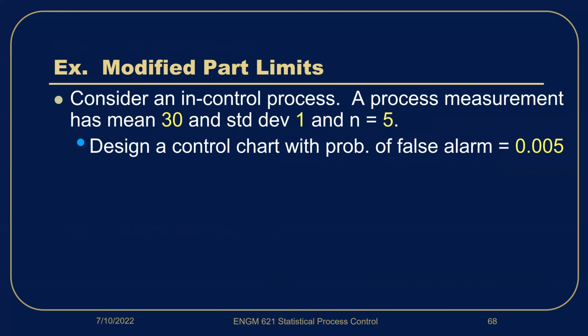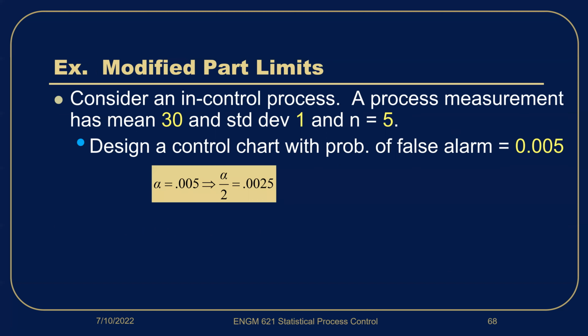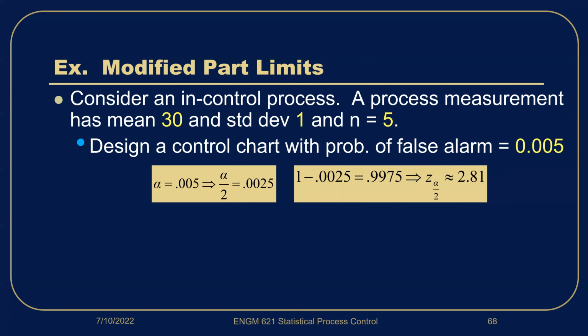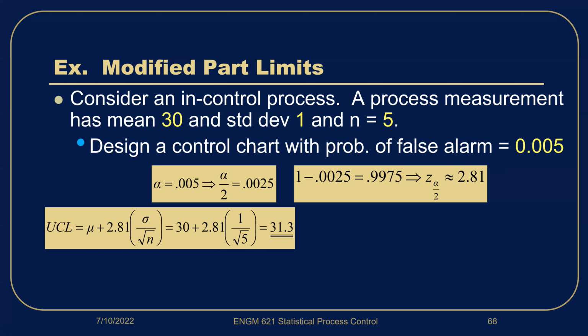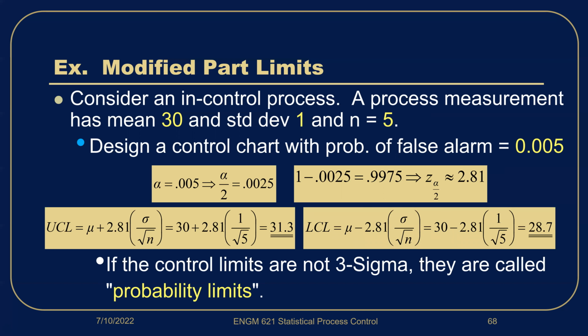What if we change the false alarm rate? How will the control limits change? This time we set the false alarm rate as 0.005 instead of 0.0027. Then half alpha is 0.0025. So z half alpha is 2.81. And then the new control limits are narrower. If the control limits are not 3 sigma, they are called probability limits.